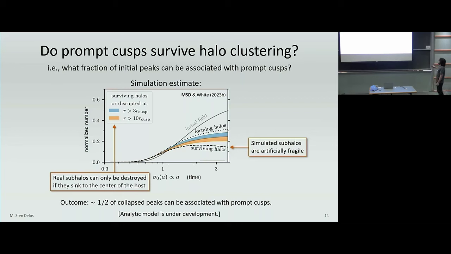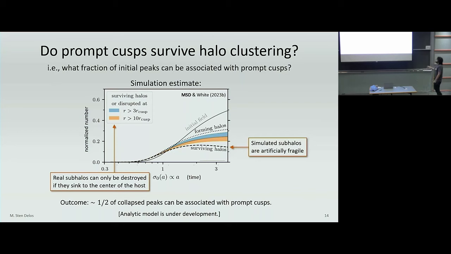But hold on, we know that simulated subhalos are artificially fragile. There's been a lot of work showing that cuspy subhalos cannot be destroyed by tidal forces. So we should correct for that. And once we correct for that, we get this band of estimates. The correction is to say that a subhalo can only be destroyed if it sinks into its host's center.